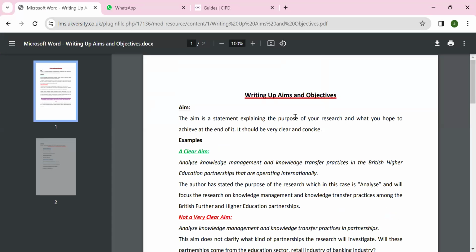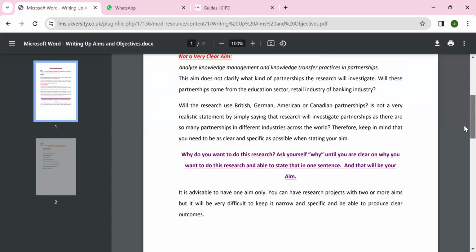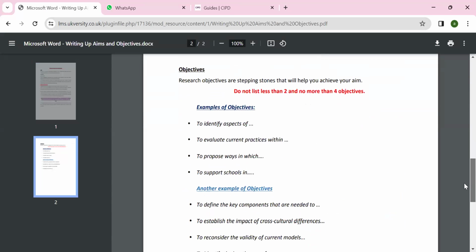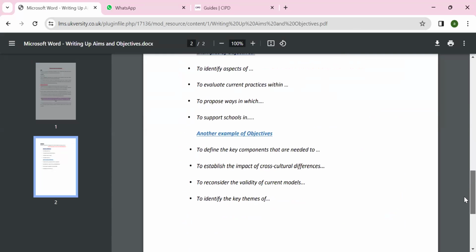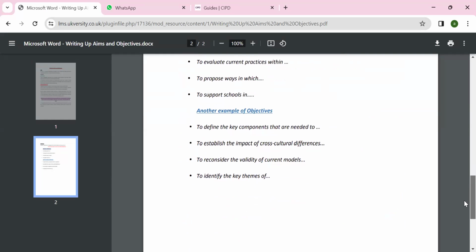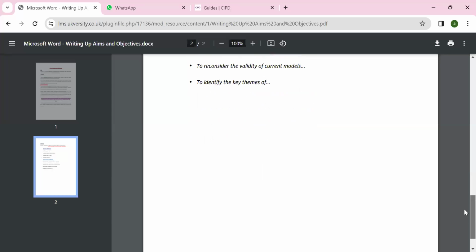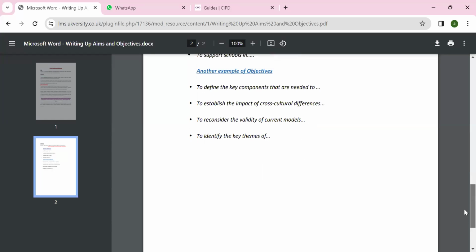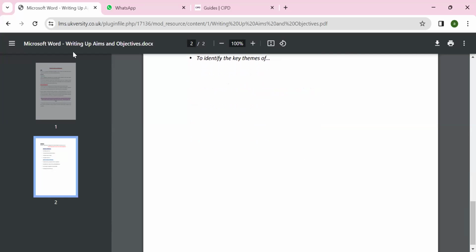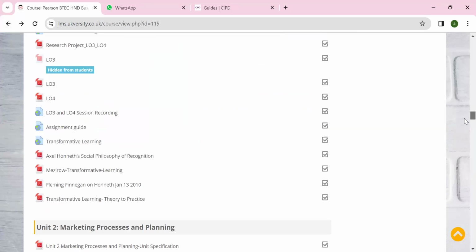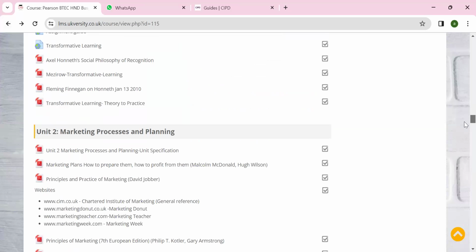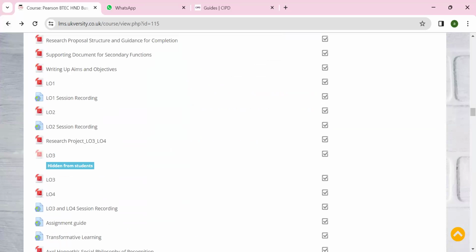So the aim is a statement, the objective, what we achieve. Clearly, we can design, like to identify, to evaluate, to propose, to support, to define the key, to establish, to reconsider, to identify. These can be used as themes, which are command verbs. Okay, so you've been given a lot here. So what can it be like if you do it yourself?